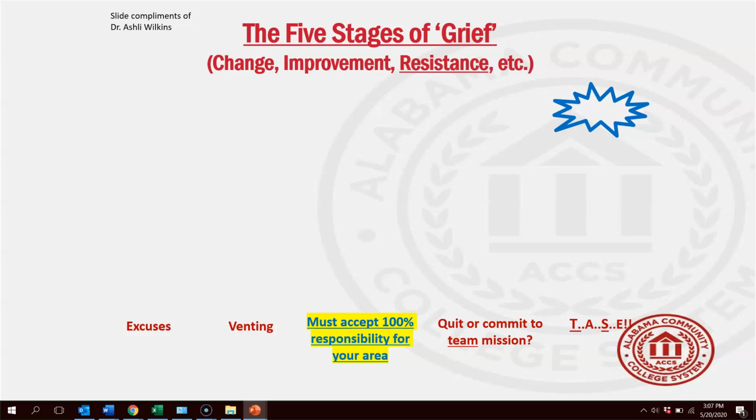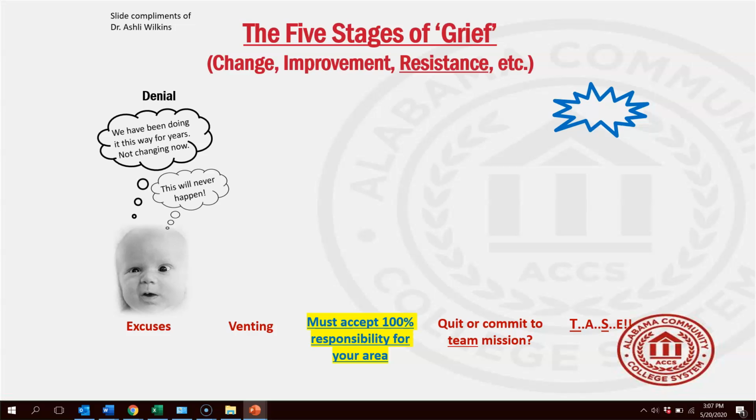But we have to understand there are five natural phases of grief. When you say grief, you could say change, improvement, resistance, all saying the same thing. You hear all this about buy-in. Well, we have to get more buy-in. Buy-in is the fifth stage. So we don't need more buy-in. What we need is to work folks through these phases at a much quicker pace, especially the first phase.